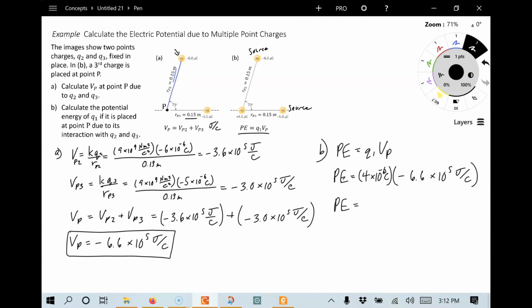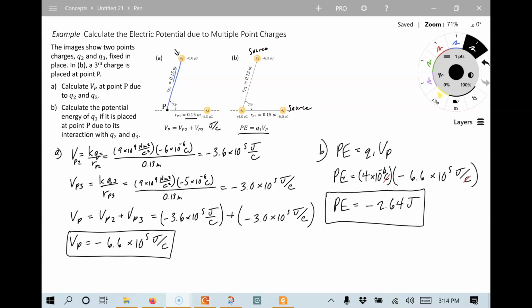And we're going to see again that the coulombs cancel out nicely. That electric potential turns into a potential energy of that charge, and we plug those numbers in, we get a value of minus 2.64 joules.